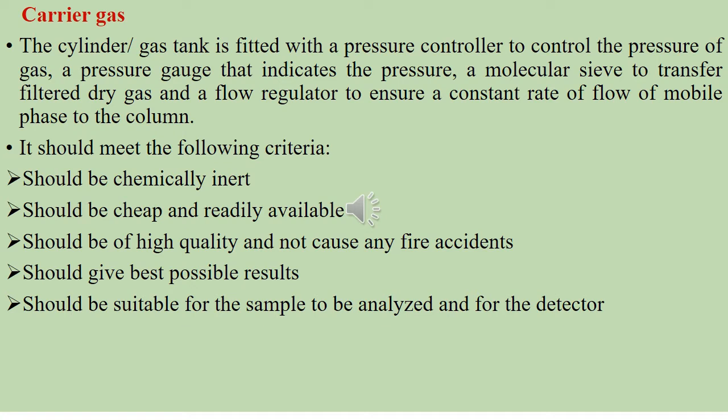The cylinder or gas tank is fitted with a pressure controller to control the pressure of gas, pressure gauge that indicates the pressure, a molecular sieve to transfer filtered dry gas, and a flow regulator to ensure a constant rate of flow of mobile phase to the column. It should have the following criteria: it should be chemically inert, it should be cheap and readily available, it should be of high quality and not cause any fire accidents, it should give best possible result, it should be suitable for the sample to be analyzed and for the detector.